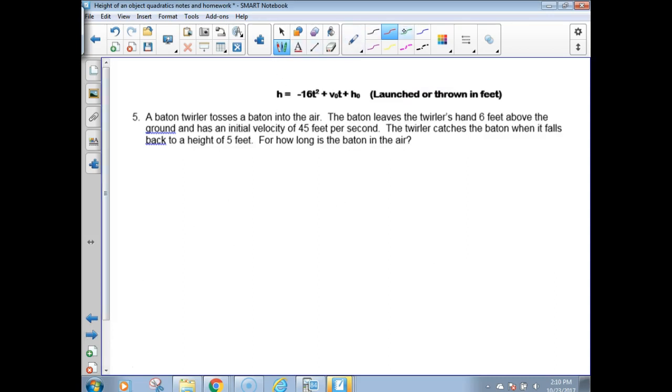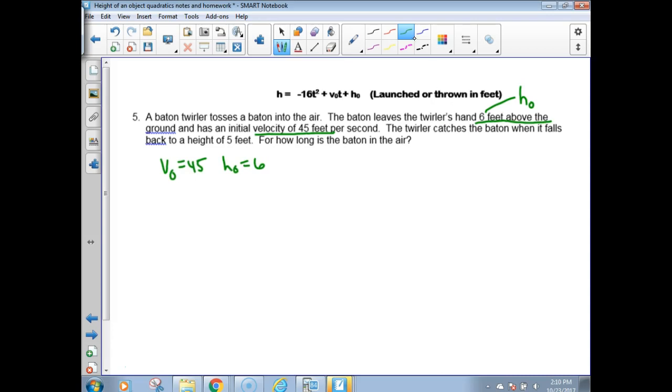Alrighty, so a baton twirler. She tosses a baton into the air. She tossed it. That means she puts some speed on it. The baton leaves the twirler's hand 6 feet above the ground. That's your initial height, h sub 0, not an h. And it has an initial velocity of 45 feet per second. So right now we got v sub 0 is 45. We've got h sub 0 is 6.